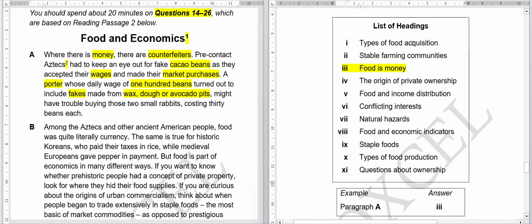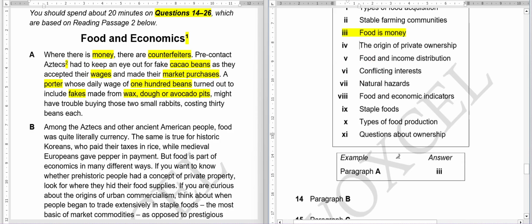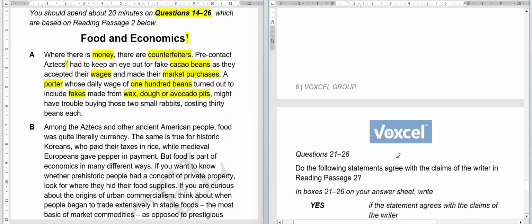11th, questions about ownership. Again, you should not get confused between the fourth option and the 11th option. Fourth is saying origin of private ownership, basically how or where private ownership started. Here is questions about ownership, like whether it is a good thing or a bad thing, something like that. There will be some question marks on the ownership. Hope it is clear. Okay, moving on to the yes, no, not given.